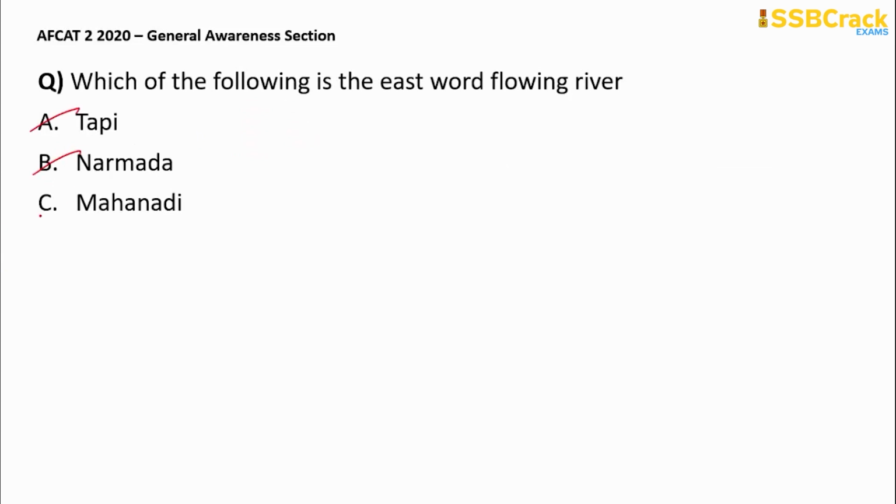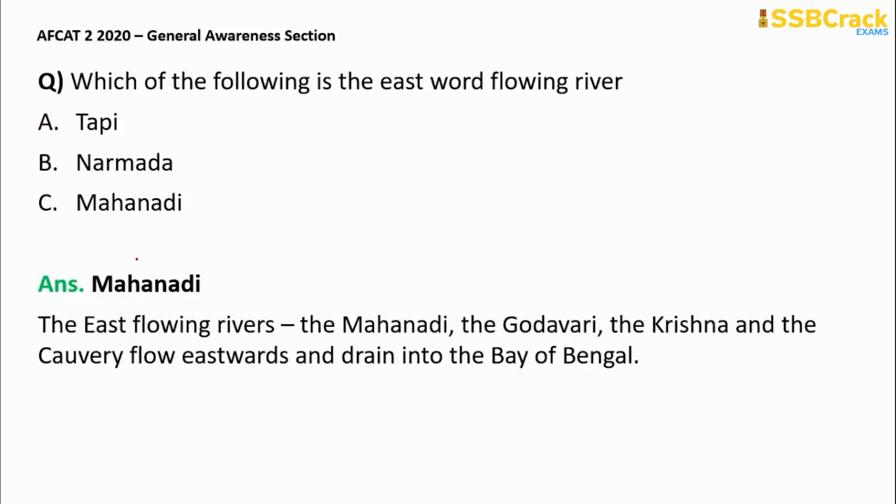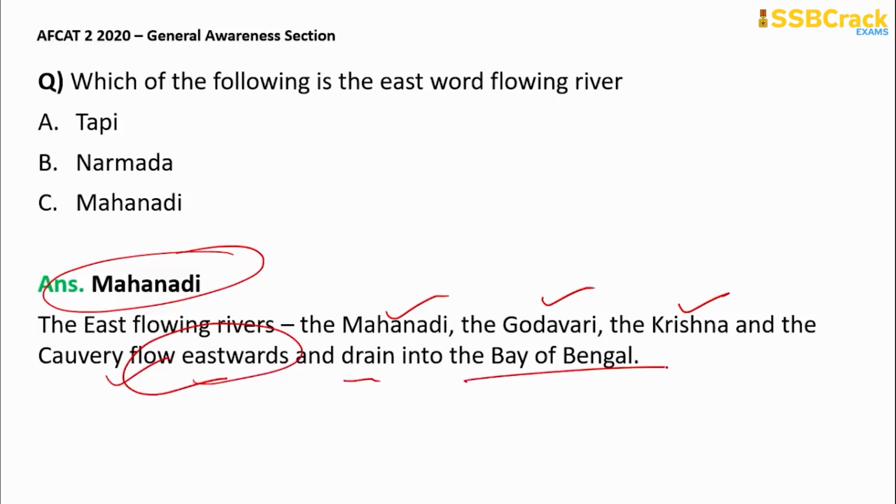Tapi, Narmada, Mahanadi. So they have asked for the eastward flowing river of peninsular India. So it is Mahanadi. The east flowing rivers of peninsular India are Mahanadi, Godavari, Krishna, Kaveri. They flow eastwards and they drain into the Bay of Bengal.